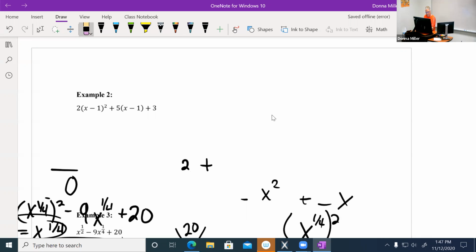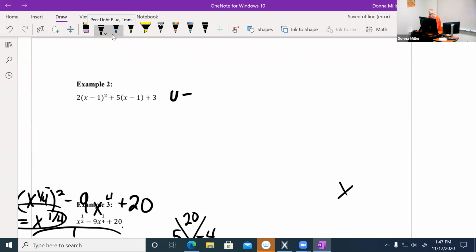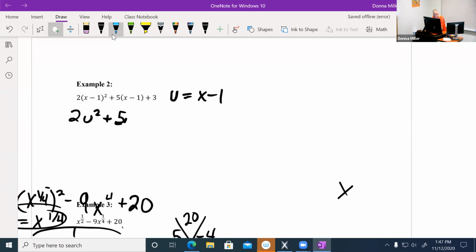And some weird stuff. Let's do it this way. All right, so what I see, this is kind of the same type of problem we had. It's just a little harder because it's got a 2 out front. So you're going to let u be, in this case, x minus 1 to get rid of the parentheses. So I get 2u squared plus 5u, whoops, plus 3, right? All right, which is something that's so much nicer, I can factor that.